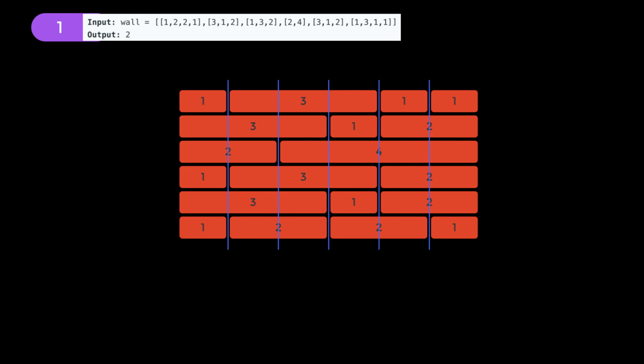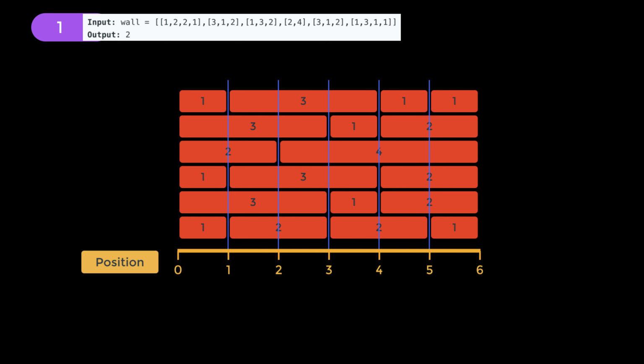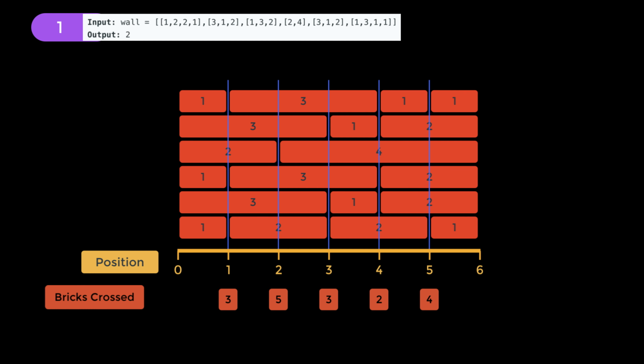There are 5 vertical lines that cross edges in the wall. Each vertical line is located at a different position along the wall, so I'll be referring to their positions based on their distances from the left side of the wall. So the line at position 1 crosses 3 bricks, the line at position 2 crosses 5 bricks, the line at position 3 crosses 3 bricks, the line at position 4 crosses 2 bricks, and the line at position 5 crosses 4 bricks. And we know that all other vertical lines drawn within the wall cross 6 bricks. So then we can conclude that the minimum number of bricks crossed is 2.